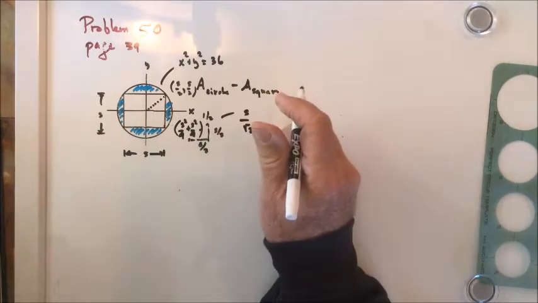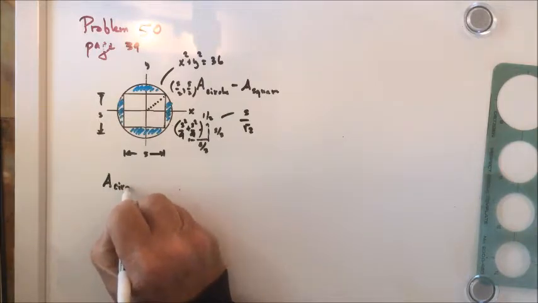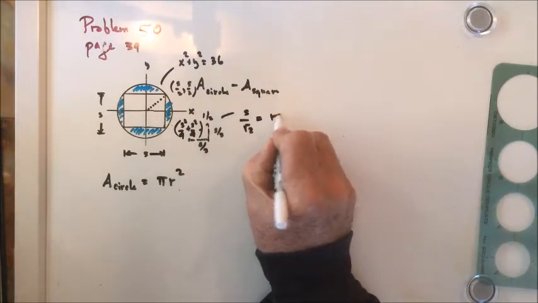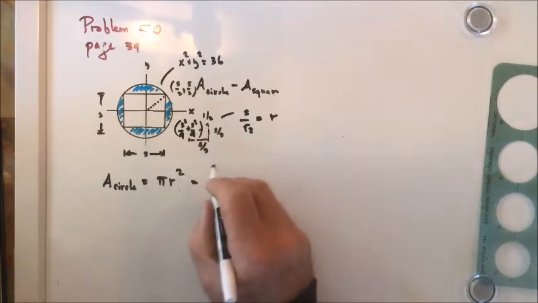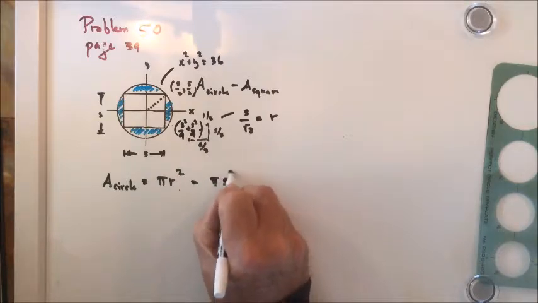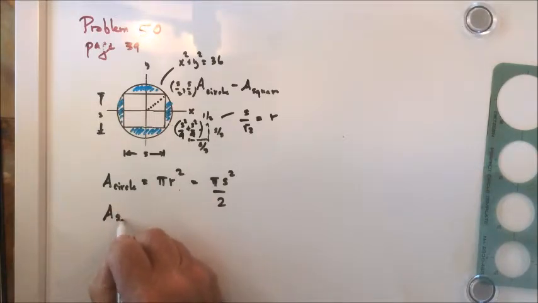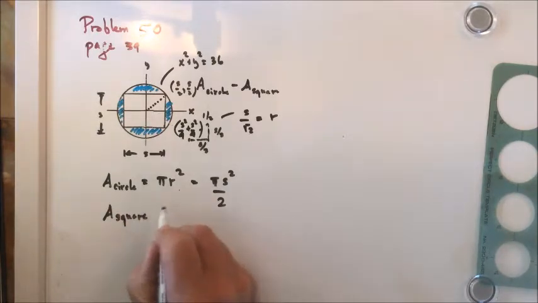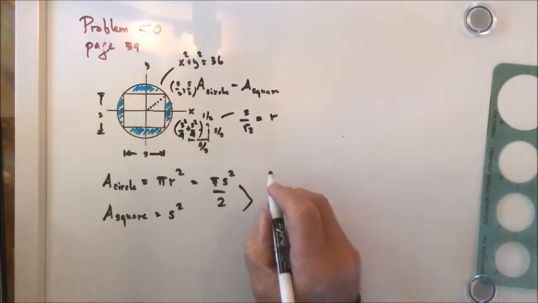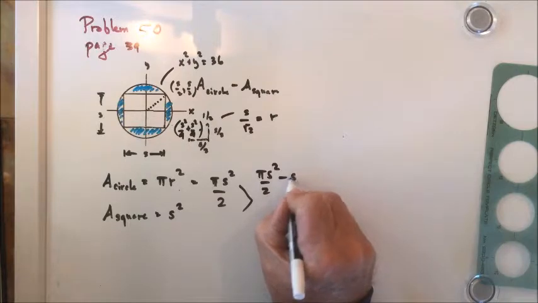And now the radius is sort of a big deal because we can quickly write down that the area of the circle is equal to pi r squared. The radius is S over root 2, and so the area of the circle is pi S squared over 2. And of course the area of the square is just the length of the side squared. And the sides are S, so it's just equal to S squared. And so what we're looking for is the difference between pi S squared over 2 minus S squared.